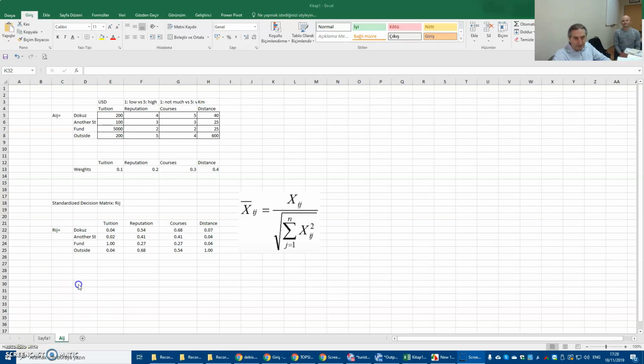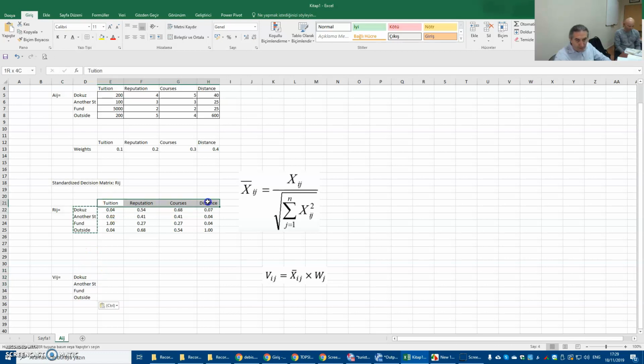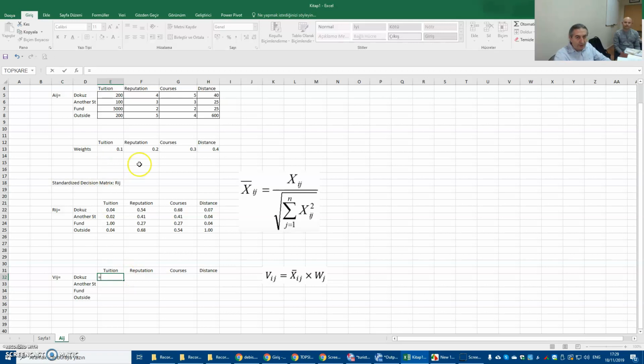So the next step is calculating weighted values using the weight matrix and the RIJ matrix, okay? I mean, we are trying to apply this formula to calculate the VIJ matrix. Let's put VIJ equals here, and the row headers and column headers. Okay, the next step is equals this weight value multiplied by this one.